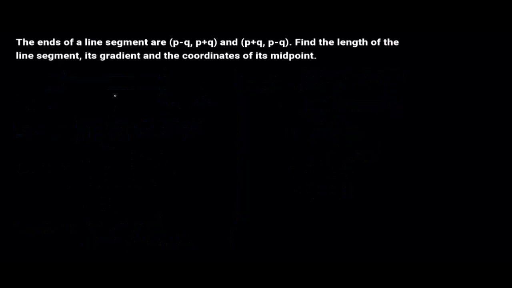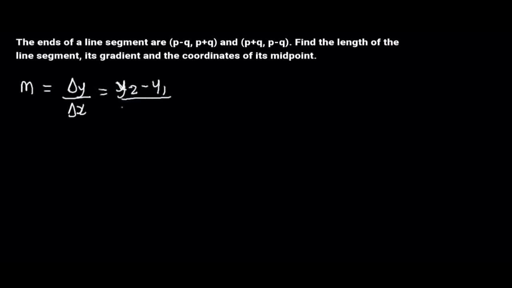Now, we are also told to find the gradient of this line segment. Generally, the gradient, represented by small m, is given by change in y on change in x. Change in y is the same as y2 minus y1 all divided by x2 minus x1. Now, we got y2 minus y1 as negative 2Q, and x2 minus x1 as 2Q. Simplifying this, we get negative 1. Therefore, the gradient of this line segment is negative 1.